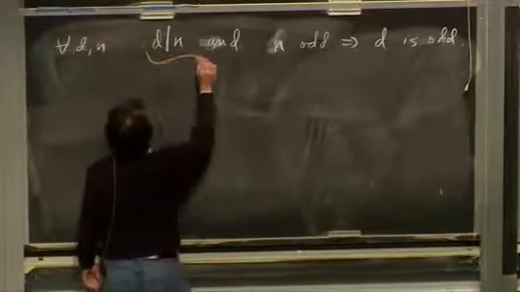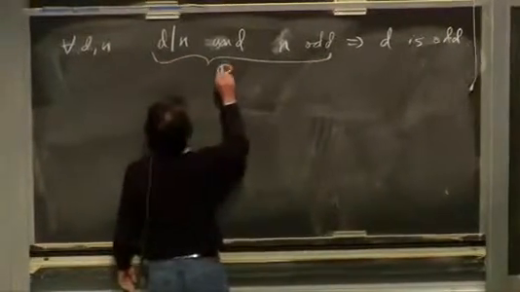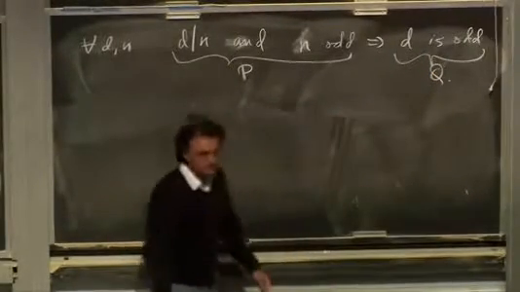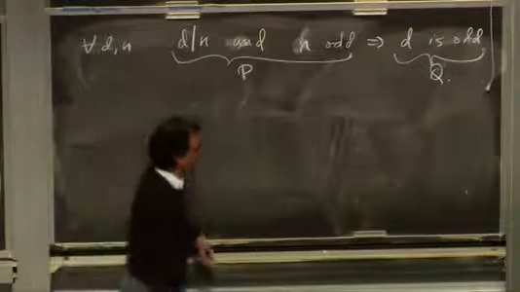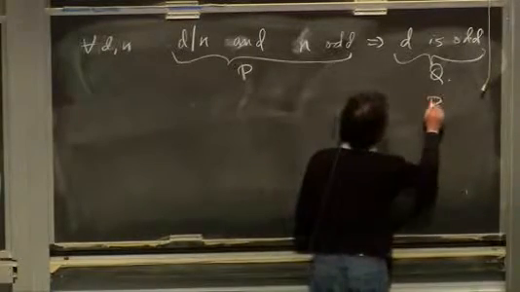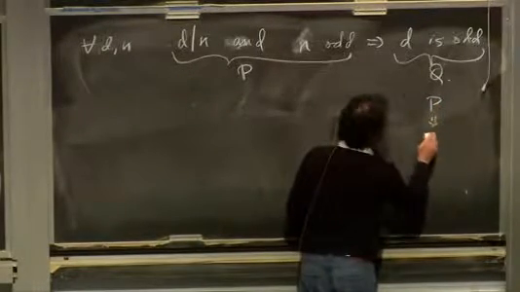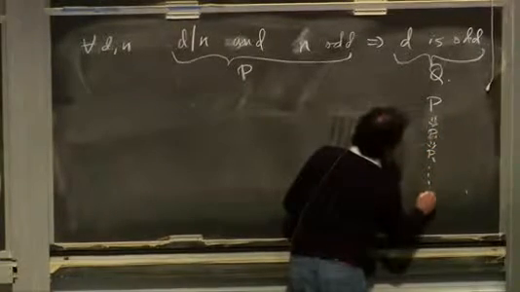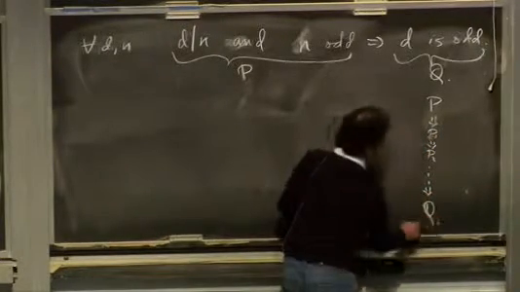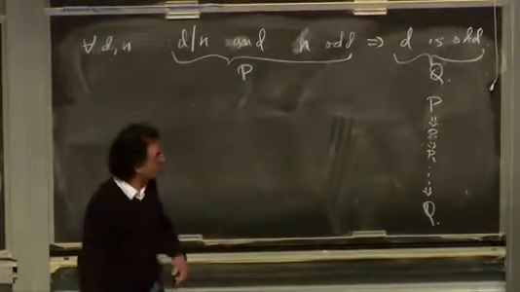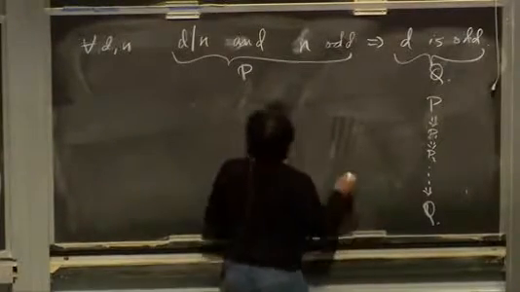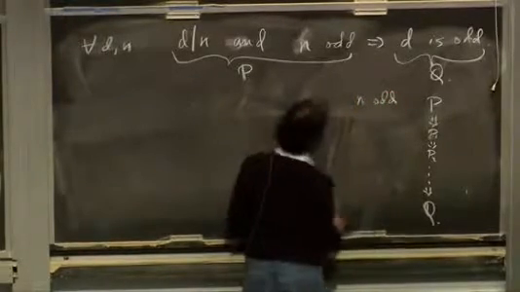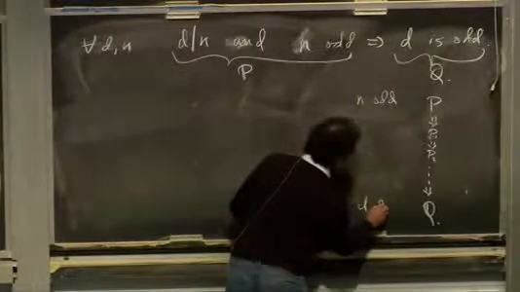Yeah, D divides N, N is odd, that's P. Then D is odd, that's Q. So we want to do the same thing again. We start with P. We want to find P1, P2, etc., so eventually we get to Q. Okay, so we start. We write down, well, N is odd. We want to conclude D is odd.